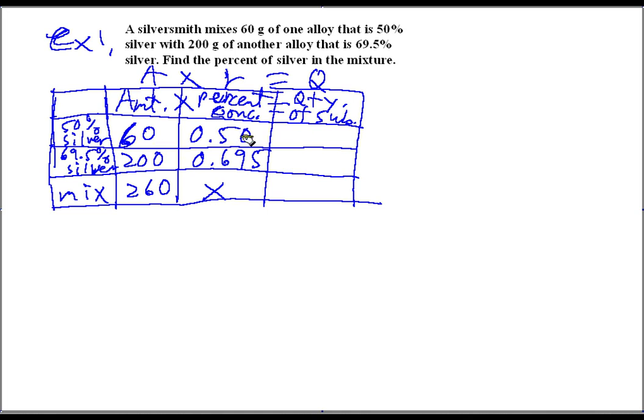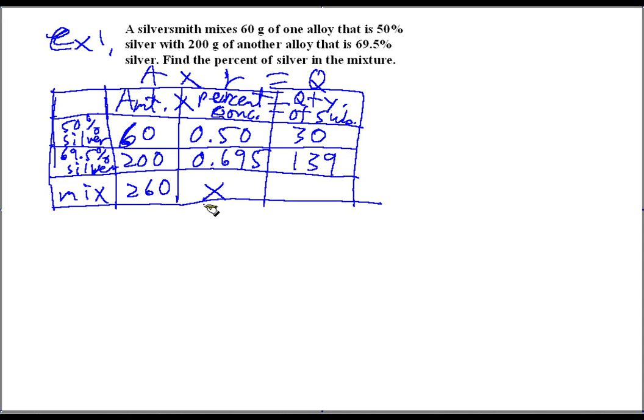So what is 60 times 0.5? That will be 30. Okay, 30 grams of actual silver, the quantity of silver in this case, right? 30 grams here in the 50%. How about 200 times 0.695? So let's write down 200 times 0.695 in the calculator. That'll be 139 on the calculator.